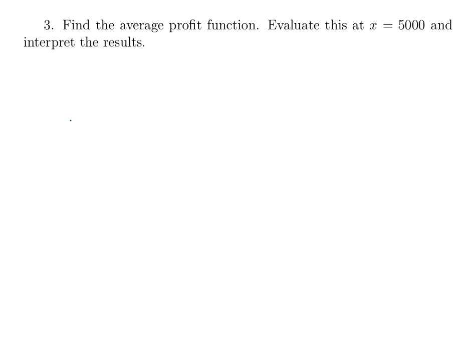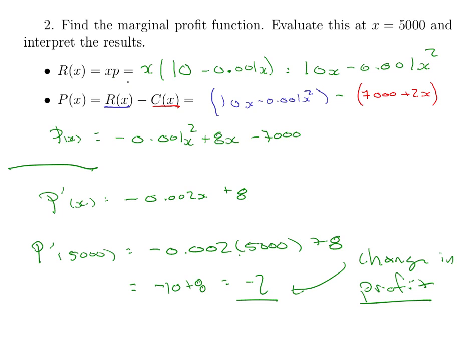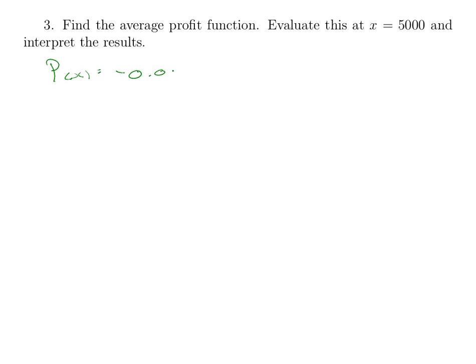All right, let's go ahead and do the average profit. I should have put a spot here for the profit function. Let me go back and see. It's this negative 0.001x squared plus 8x plus 7,000, I think. Or sorry, minus 7,000. Duh. Let me fix that.